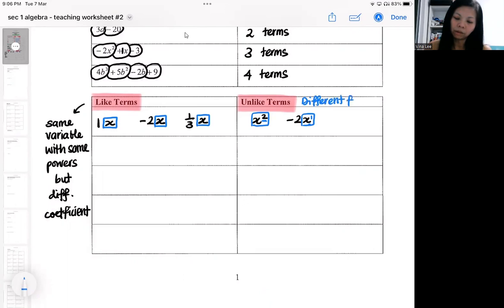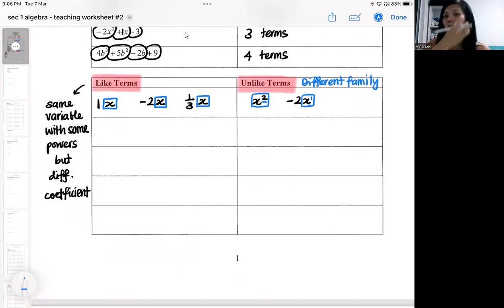You can think about different surnames. So the variable is like the different surname. Okay, so why is it important to identify like terms and unlike terms? Because when we add algebra, we can only add the like terms.